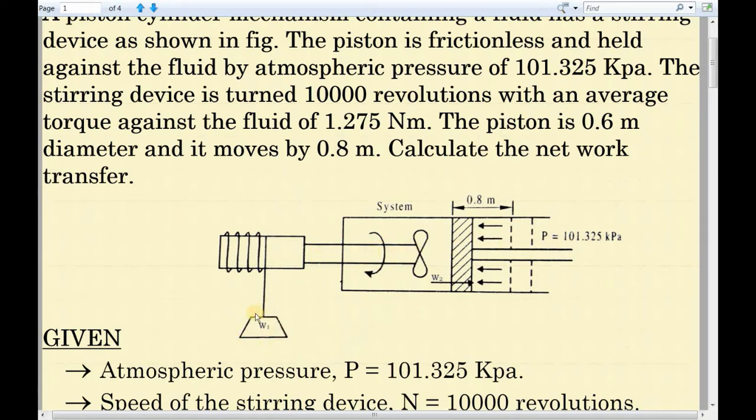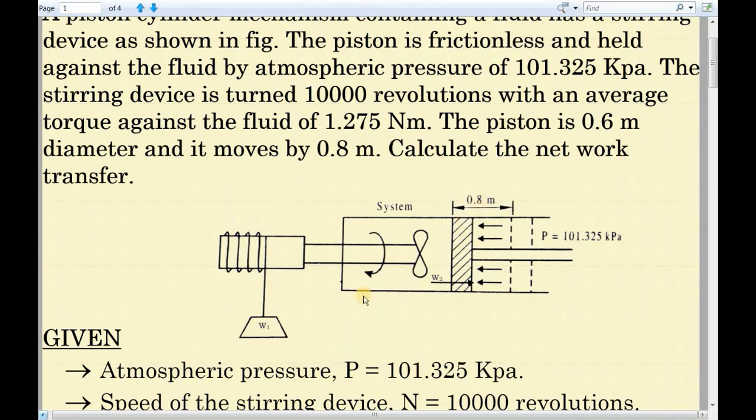The rotating speed of the steering device is 10,000 revolutions, and the torque produced for the rotation of the steering device is 1.275 Newton meter. Now we will see the working procedure of the piston cylinder arrangement. When the electric supply is on, the steering device starts rotating at 10,000 revolutions, which in turn steers the fluid. Due to the steering action, the fluid will exert pressure on the piston. So due to this pressure, the piston will move through a distance of 0.8 meter.